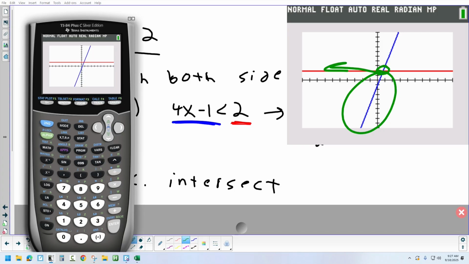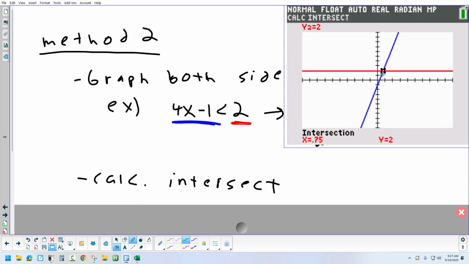All right, so let's do our intersect. It tells us those two lines intersect at 0.75. And because I want to know where the blue one is under the red, that means I want x values that are below 0.75. If I pick x values above 0.75, like pick an x value of 3, you're way up there when x is 3 on the blue line. That's not what you want. That's above it. You want under.